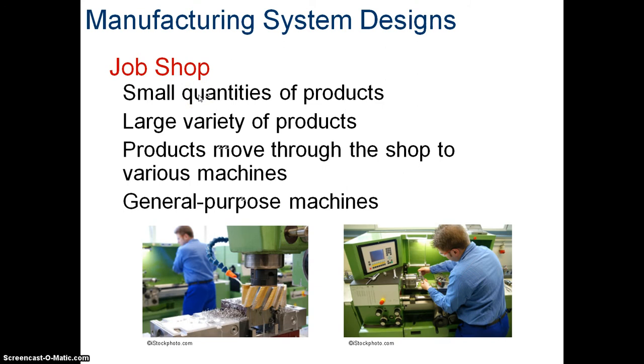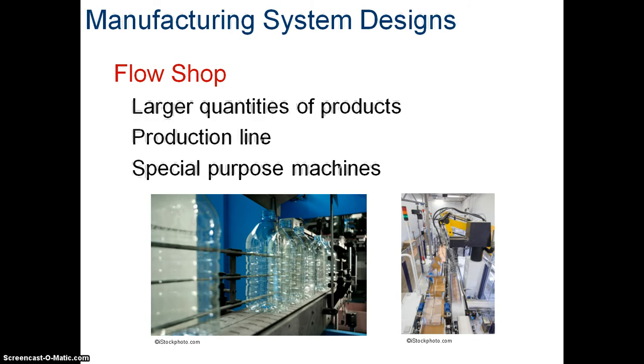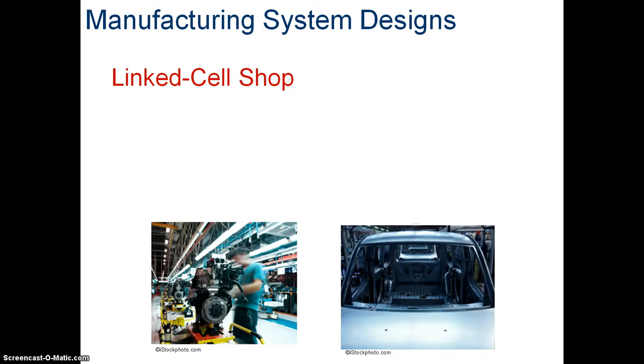Products move through the shop to various machineries. For example, there are milling, boring, and 4 or 5 operations involved. General purpose machines will also be used. And the flow shop: large quantities of products should be manufactured in the shop production line. Sequential machines have been arranged according to the type of operations.